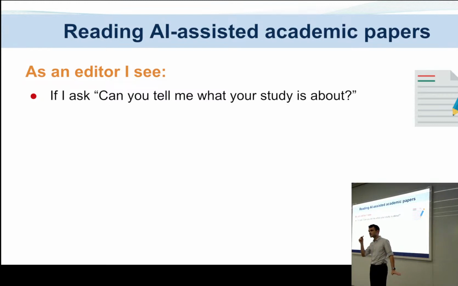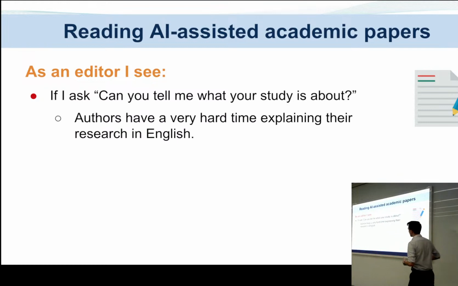Not just the verbal English. I speak with a lot of people that have anywhere from B1 to C2 English level. This is now a harder question. Authors have a very hard time explaining their research in English, which is a problem if you're going to present, if you're going to advocate for your paper, if you have to defend your thesis. How do you defend your thesis if you can't talk about it?